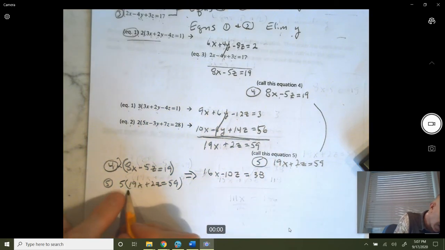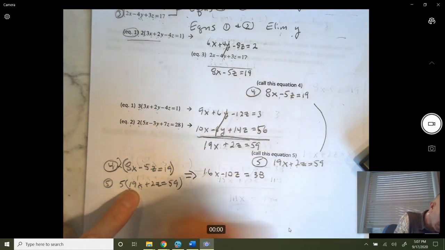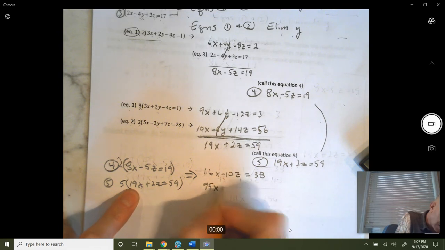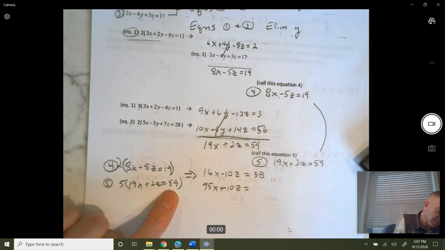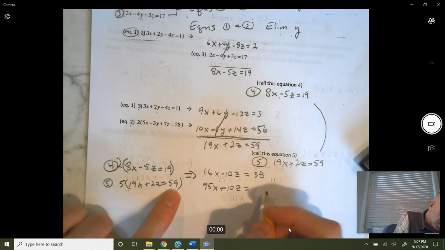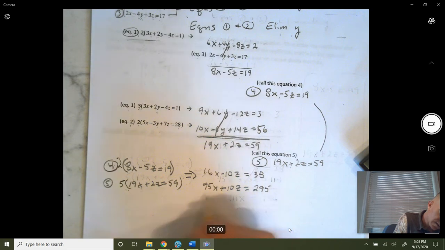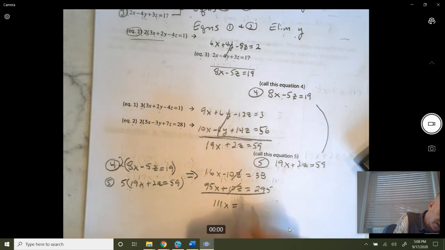Second equation times 5. 5 times 19, well, 5 times 20 is 100, so it's going to be 5 less than that. So 95x plus 10z is equal to 5 times 59. 5 times 50 is 250. So 295. You add 5 times 9. Okay. Add those together. The z's will cancel. 95x plus 16x gives 111x equal to 295 plus 38, which is going to be 335.